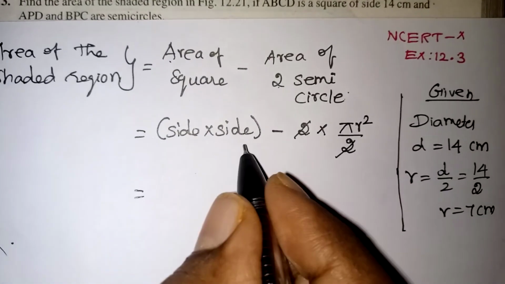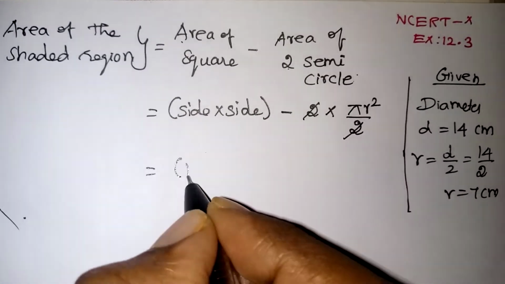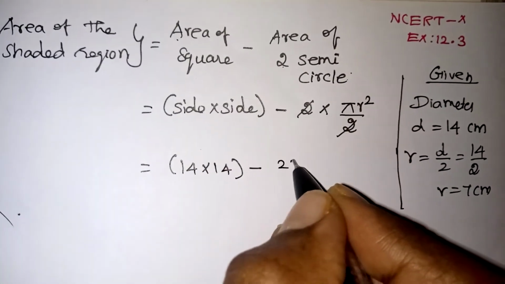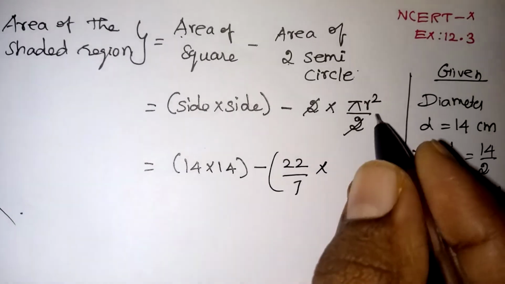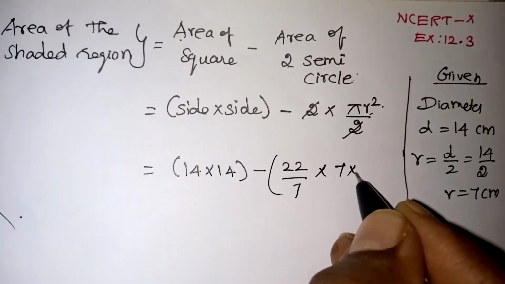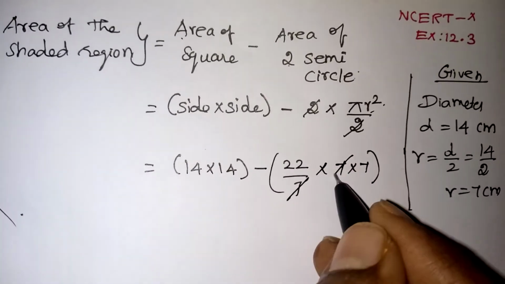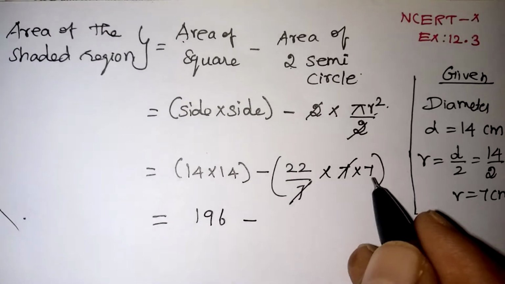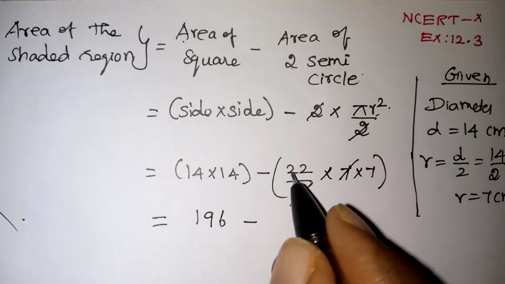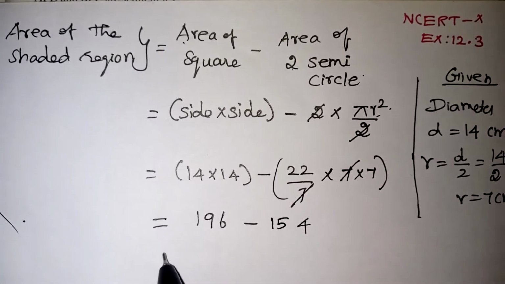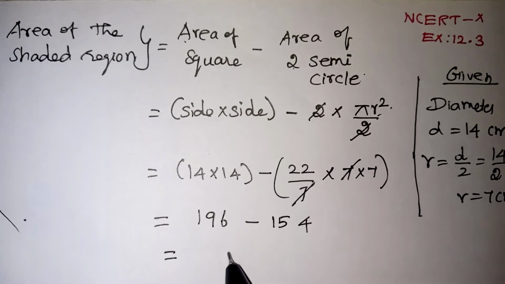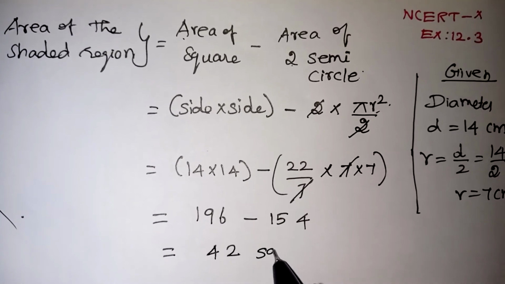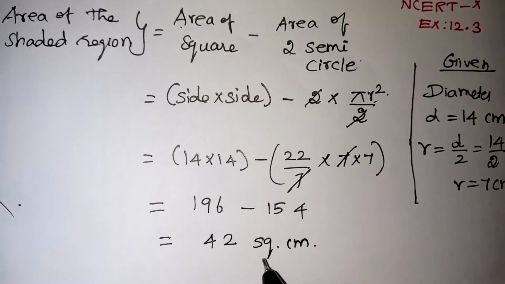Now side into side, the side of the square is given as 14. 14 multiplied by 14 minus pi value 22 by 7 multiplied by r squared, where the r value is 7. So 7 into 7 we should write. One 7 and one 7 will get cancelled. So 14 14s are 196, minus 7 2s are 14, balance 1, 7 2s are 14 plus 1, 15. So normal subtraction: 6 minus 4 is 2, 9 minus 5 is 4, 1 minus 1 is 0. Square centimeter.